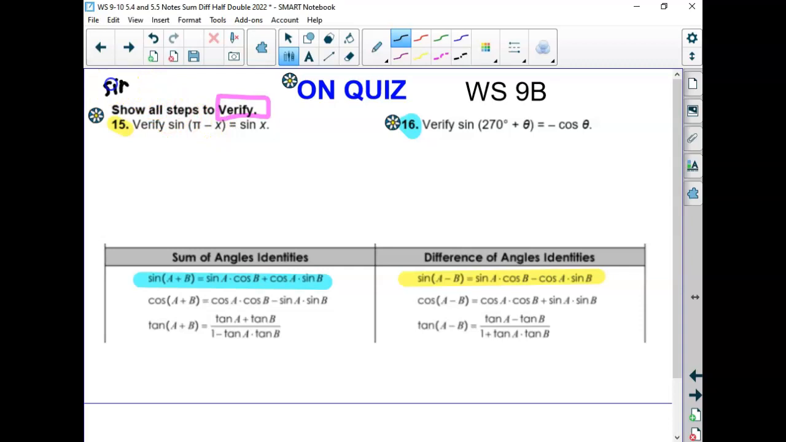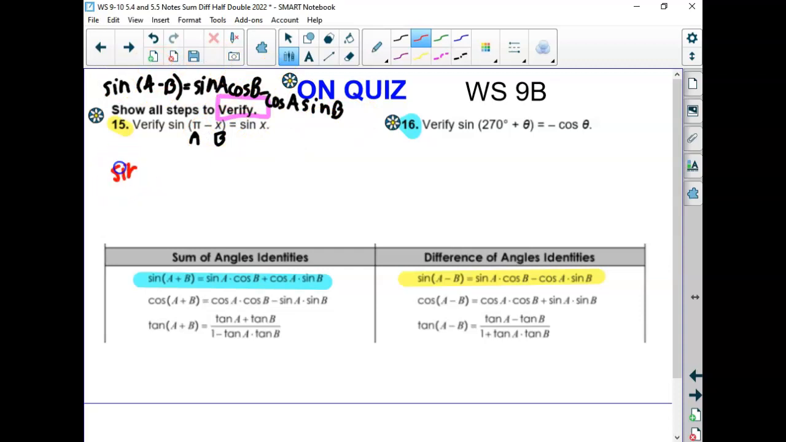I think it says sine of a minus b equals sine of a cosine of b minus cosine of a sine of b. Do you find it there? And for this question, a is going to be pi and b is going to be x. Verify, remember, means you can only work with one side. So I am going to work with this left-hand side over here and expand it according to what we just tried to scribble up there.